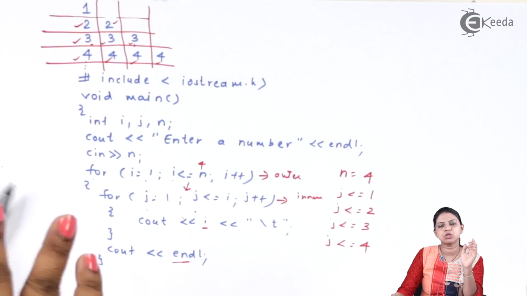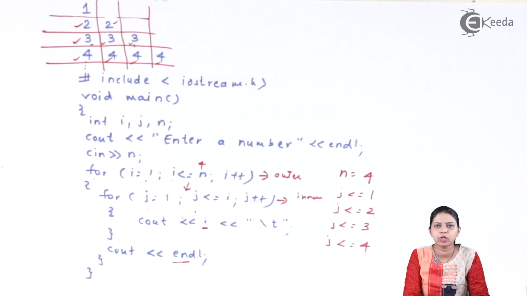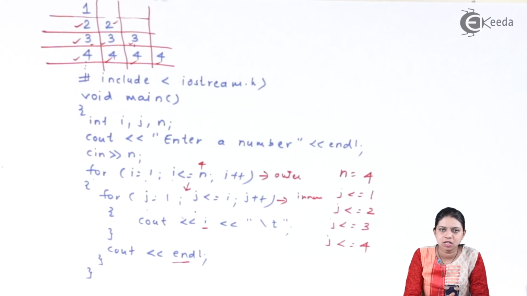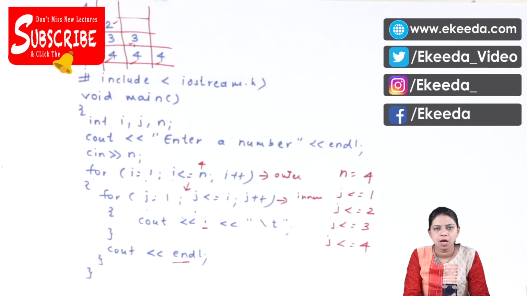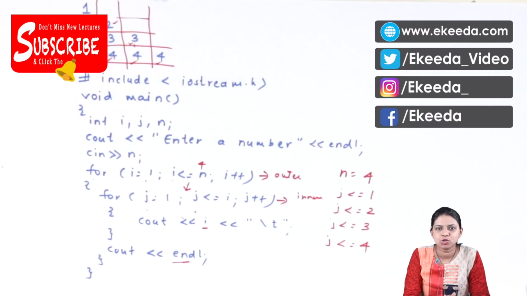So I hope you have understood all those programs. We saw a program to generate a Fibonacci series of 15 terms. Then we saw a program to check whether my number is prime or not. Then we saw a program to check whether my number is palindrome or not. And in this program we saw how to generate a pattern. So I hope you have understood all these programs.